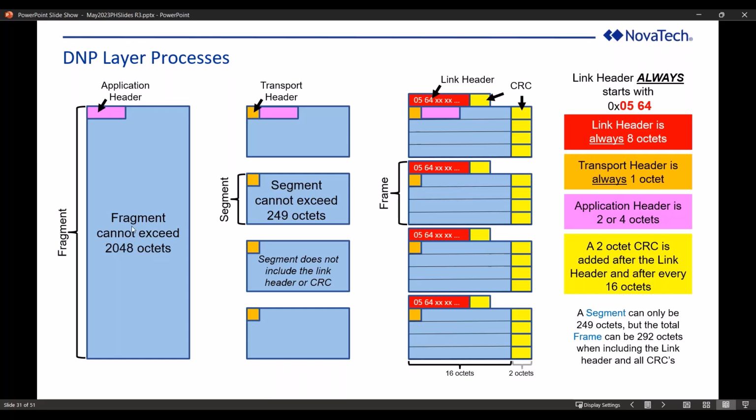So not only is your fragment 2048, it gets broken up into smaller data packets of 249 bytes, and it adds 1 byte of transport header to it. The multiple segments will not necessarily have the application header, only the first one. The remaining ones won't have it. It just gets broken up.